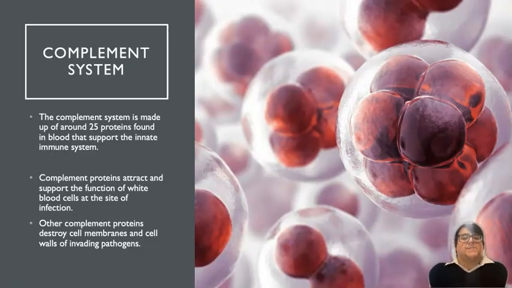The complement system is made up of around 25 different proteins. These proteins are found in blood and they support the innate immune system. The job of complement proteins is to attract and support white blood cells wherever infection is. There are other complement proteins that aren't involved in supporting white blood cells. These ones are responsible for destroying cell membranes and cell walls of any pathogens that have actually come into our bodies.